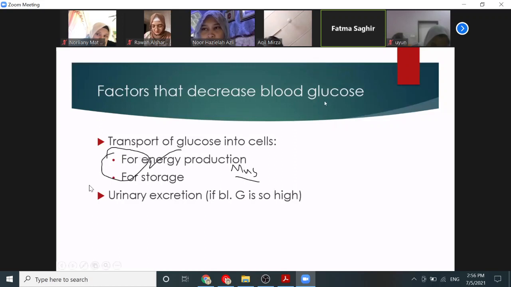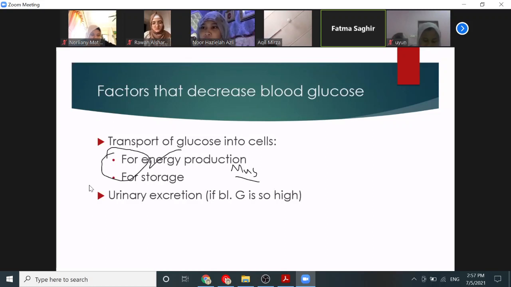Okay, so factors that decrease blood glucose. Imagine you have a lot of blood glucose, and you start to decrease it: use by cells, store, and excretion. Excretion in the urine happens only if you have too much glucose. So the glucose will appear in the urine or after meals. Okay, but that doesn't mean it's diabetic or abnormal. So we need to double check, so we need to avoid other factors.